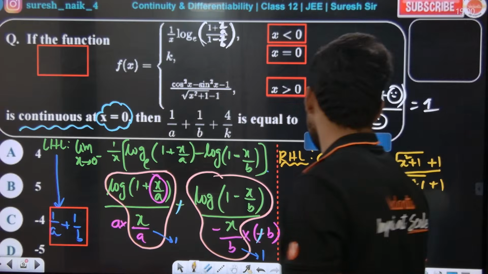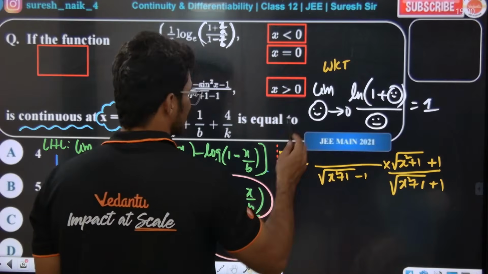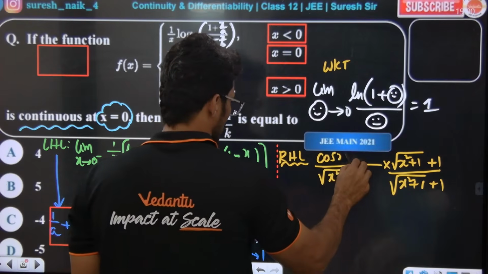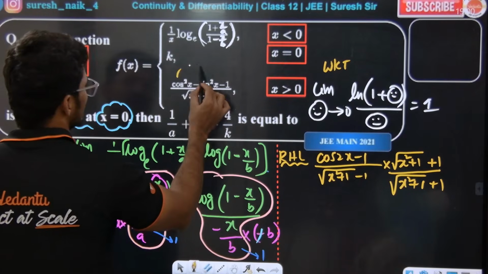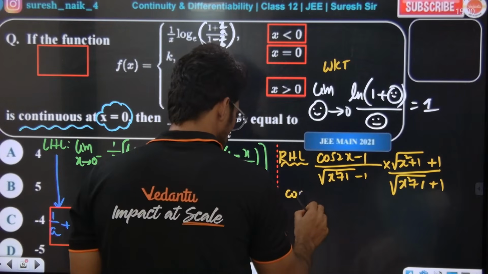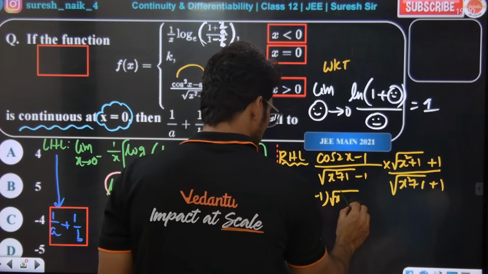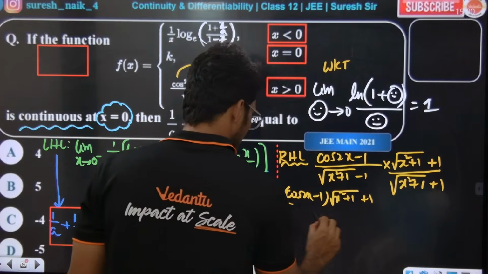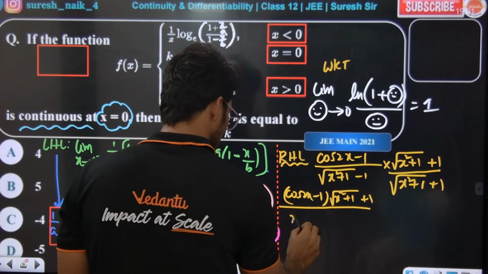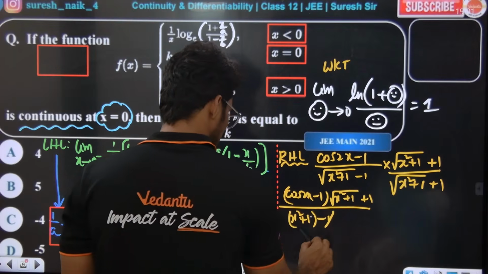Sir, now cos square x minus sin square x. Listen to the class. Cos square x minus sin square x can directly be written as cos 2x. So cos 2x minus 1, into the square root of x square plus 1, divided by a minus b into a plus b, which gives a square minus b square. This cancels out.